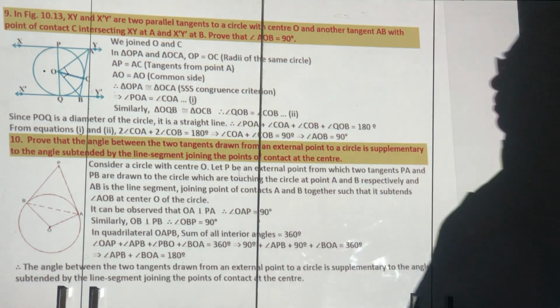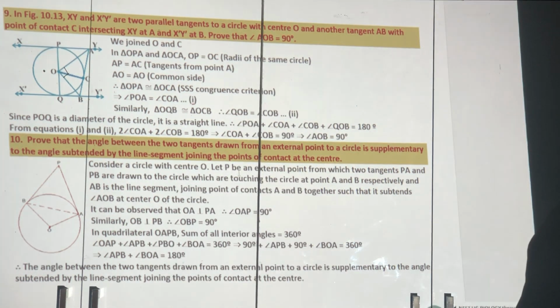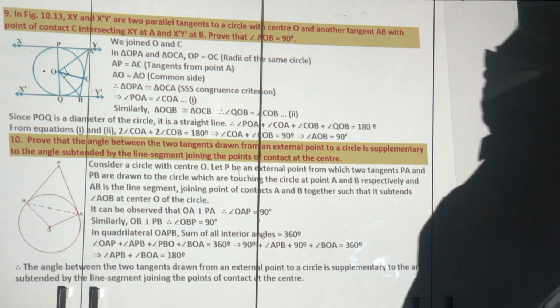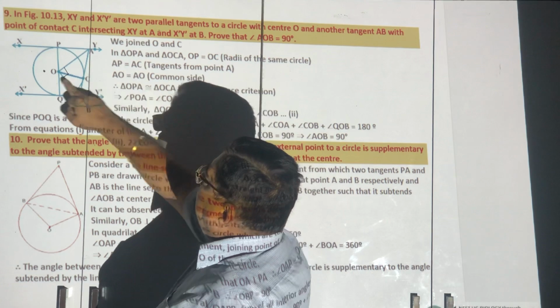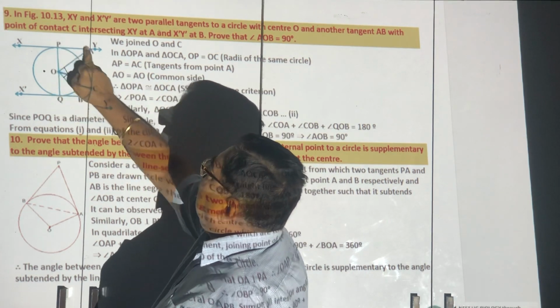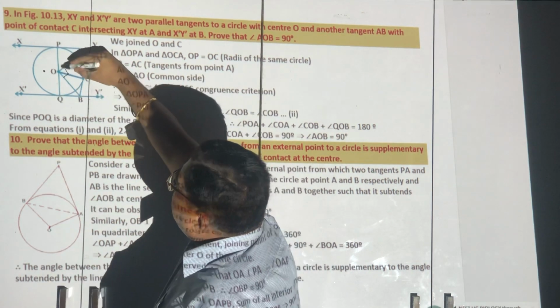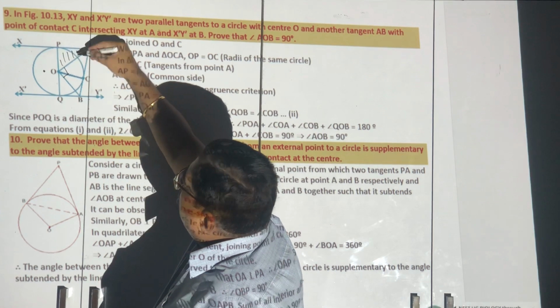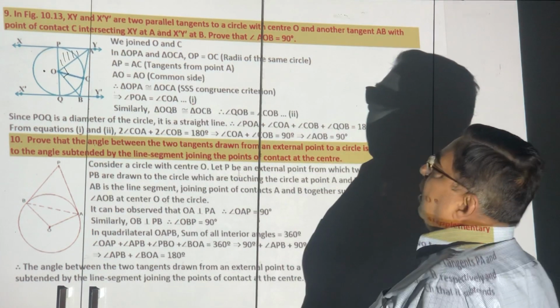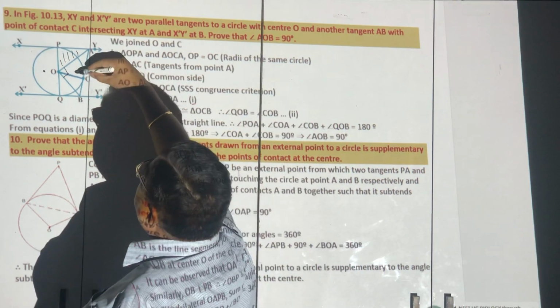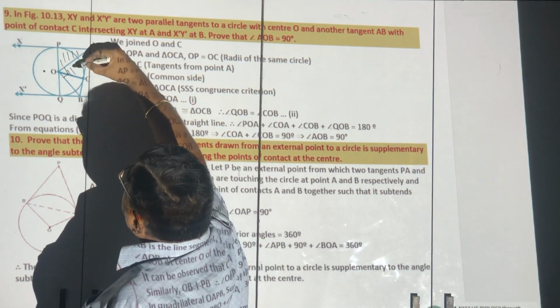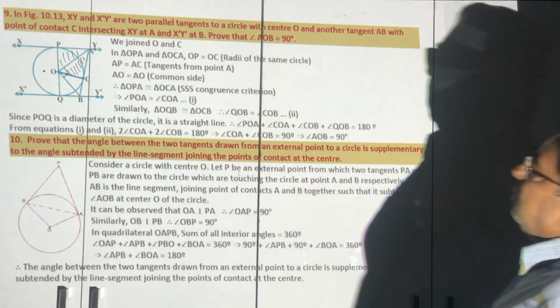My friends, first join O and C. Okay, we need that perpendicular. Then triangle OPA, I'm shading the triangle for you, my friends. OPA and angle OCA. See these two triangles only, my friends.